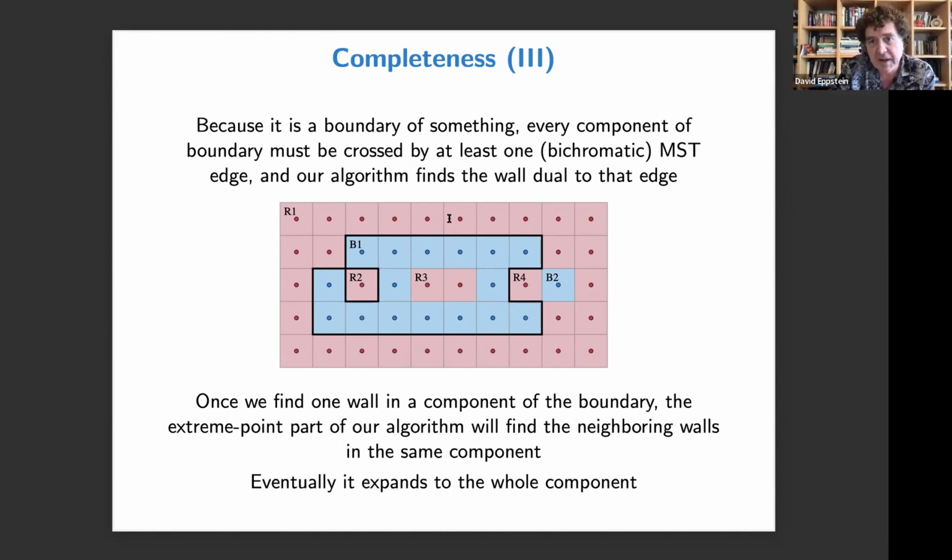So the minimum spanning tree finds a piece of every component of boundary. The extreme point part of the algorithm expands that out to the whole component. And so we eventually find every relevant point.